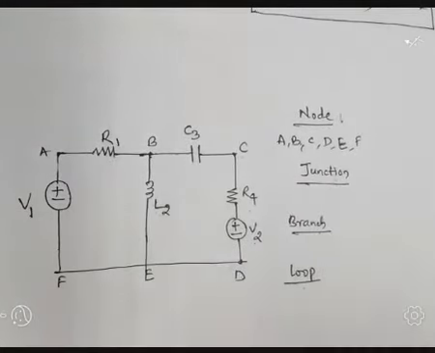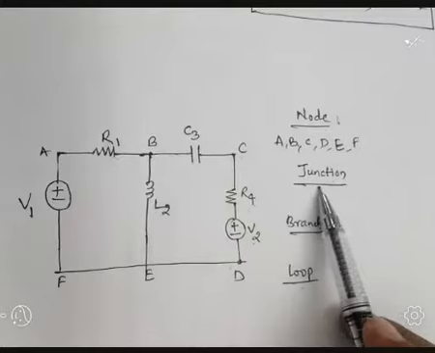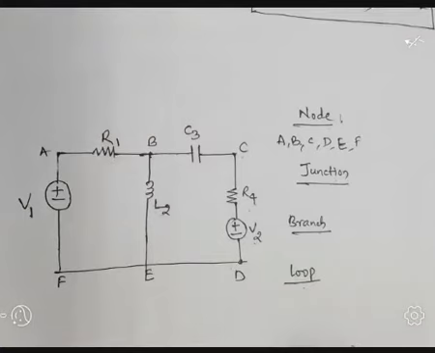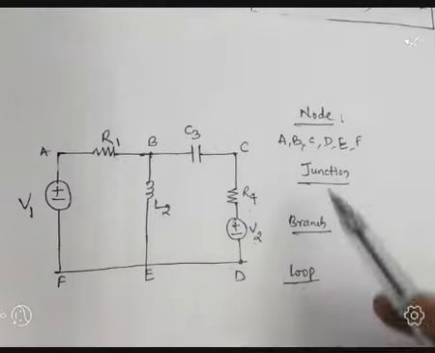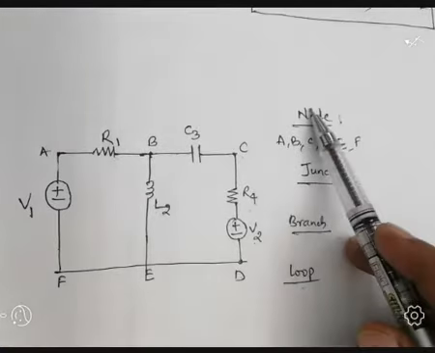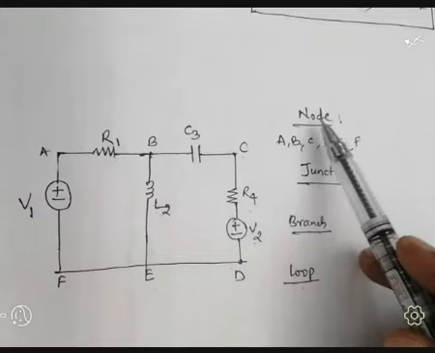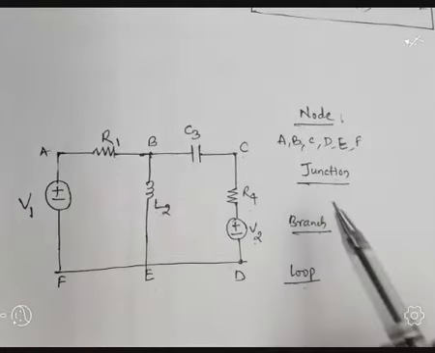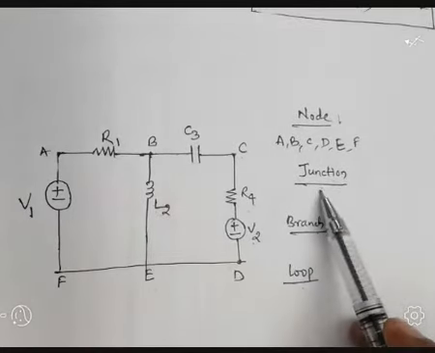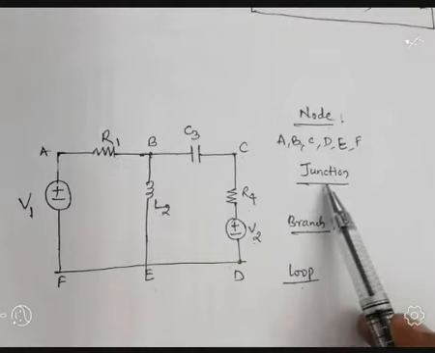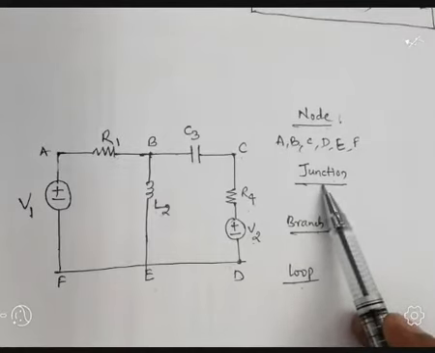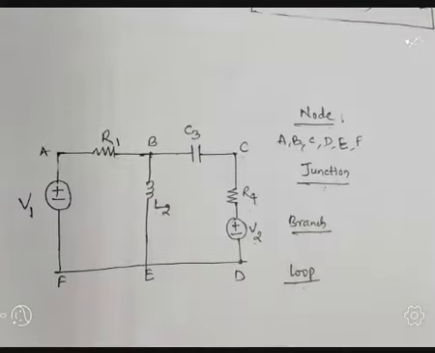Next, we move on to the next topic, that is junction. What is meant by junction? A point at which three or more circuit elements are joined together is called a junction. So there is a difference between node and junction. Coming to the node, minimum two, maximum more. But coming to junction, minimum is three. A point at which three or more circuit elements are joined together is called a junction.